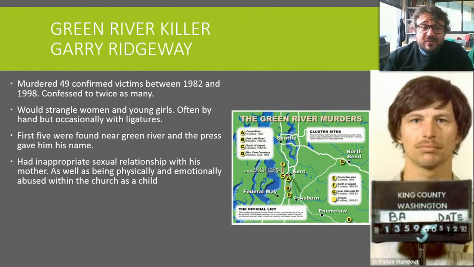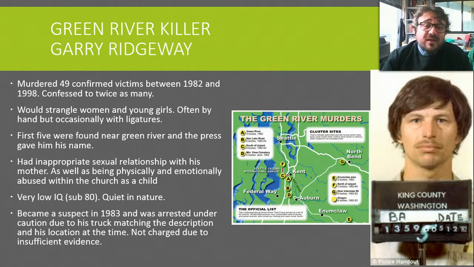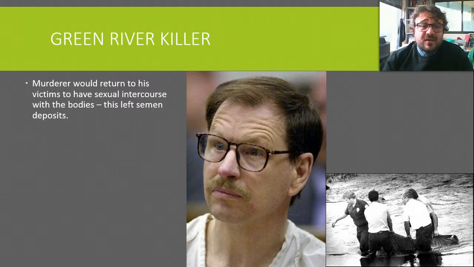He had an inappropriate sexual relationship with his mother, and he was also physically and emotionally abused within the church as a child. So he was a victim of abuse from a very young age, and he also had a very low IQ, which is actually quite rare amongst our serial killers. And he was always described in school as being quiet in nature. Now, he became a suspect in 1983, or 82 actually, and was arrested under caution due to his truck matching the description of the scene when some of these women went missing, and his location at the time, both where he worked and where he lived. He was not charged at the time, though, due to insufficient evidence.